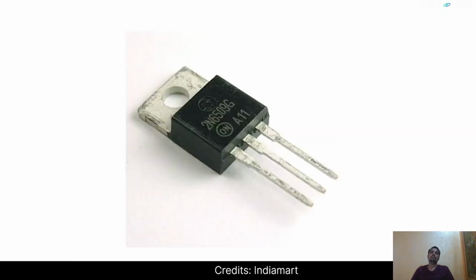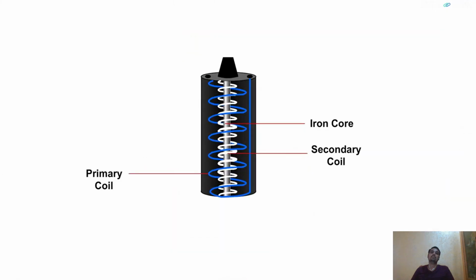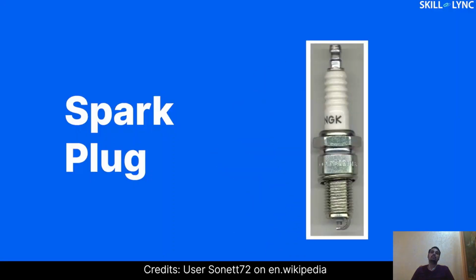The SCR is a current control device which allows the current to pass through it only after it gets triggered. It consists of 3 terminals, out of which one acts as a gate. The SCR will conduct only when a small current is supplied to the gate. Then there is an ignition coil consisting of a primary and secondary coil wound over the iron core. It acts as a transformer which steps up the supplied voltage. Next to this, we have a spark plug. A spark plug consists of a central and a ground electrode.